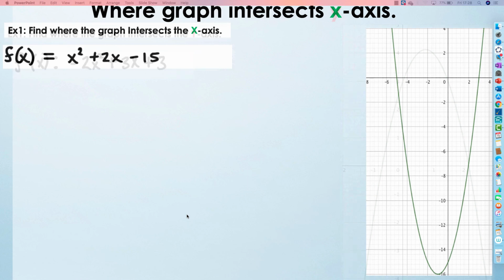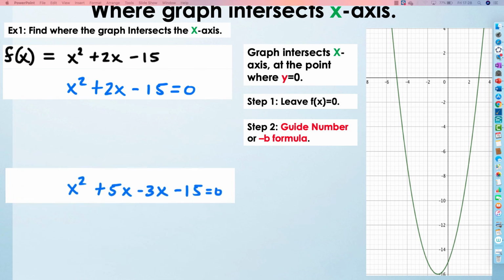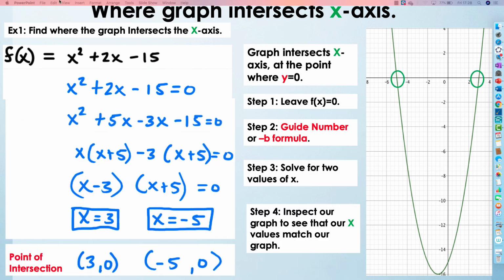So the x-axis, as I was showing you there, x squared plus 2x minus 15. If I wanted to figure out where this graph intersects the x-axis, how would I do it? I'd either use the minus b formula or guide number, exactly. So you can use guide number or minus b formula, and I can see x is equal to 3 and x is equal to minus 5 when I go through it. And where does my graph intersect the x-axis? At minus 5 and 3.